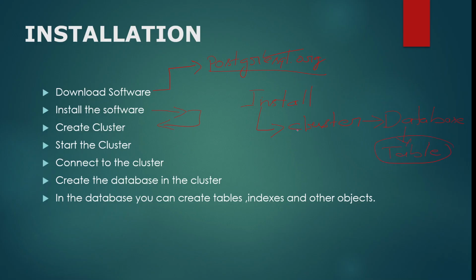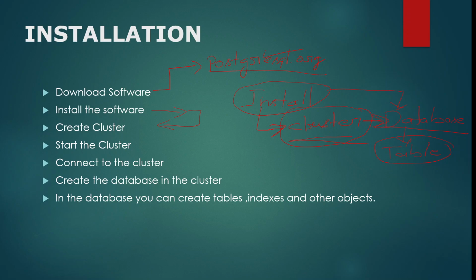Now in any other database, let's say if we take an example of Oracle, this concept is not there. The cluster concept is not there in Oracle. In Oracle, what happens is you install the software and directly you create the database on top of it. Whereas in Postgres, first you create a cluster and then you can create any number of databases inside the cluster. Also, you can create any number of clusters on a particular server. So these facilities are there in Postgres.